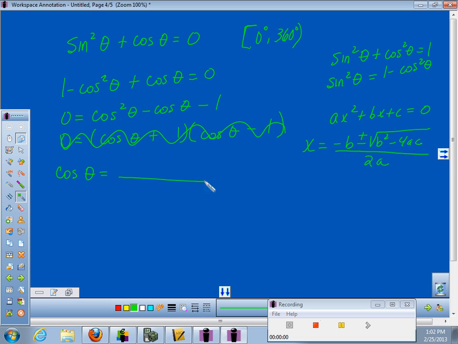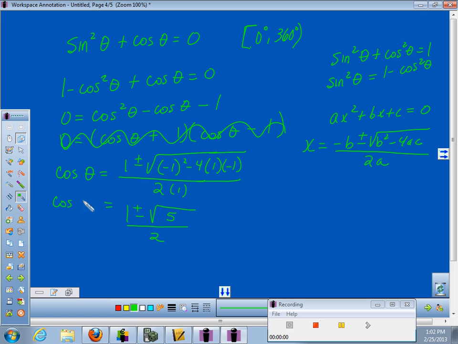This one is nice though because A, B, and C are all what number? 1. You just got to watch your signs. So negative B in this case would be positive 1, plus or minus the square root of negative 1 squared minus 4 times 1 times negative 1, all over 2 times 1. The inside does simplify. If you get an imaginary number, you're done. You can't have imaginaries. This does not come out imaginary though. It would be 1 plus 4, so it'll come out to square root of 5 over 2. That's not that horrible.